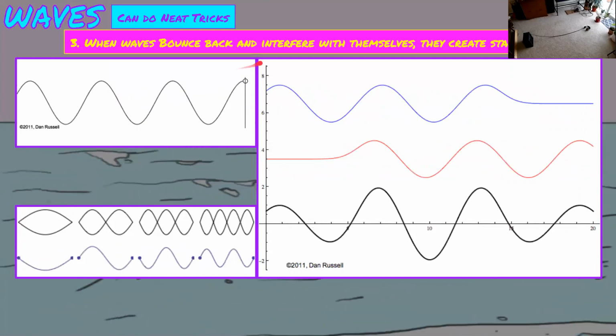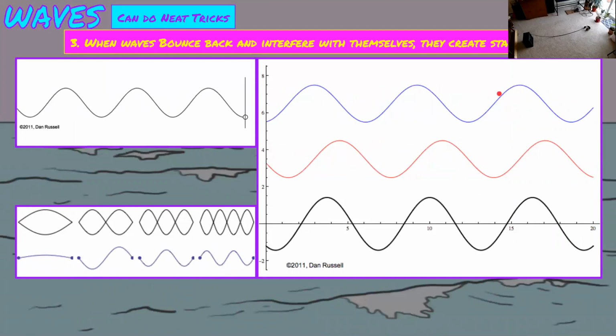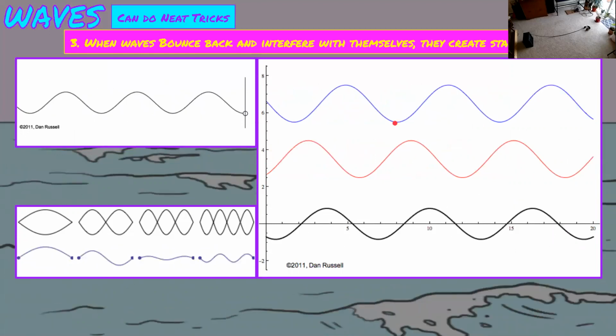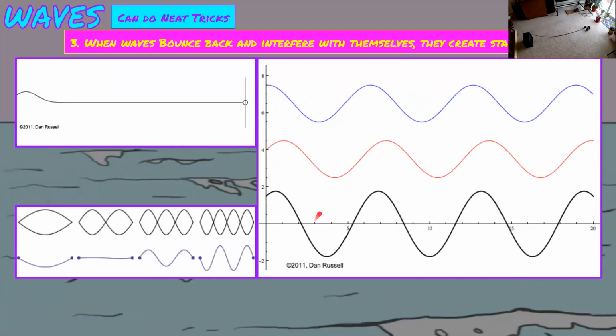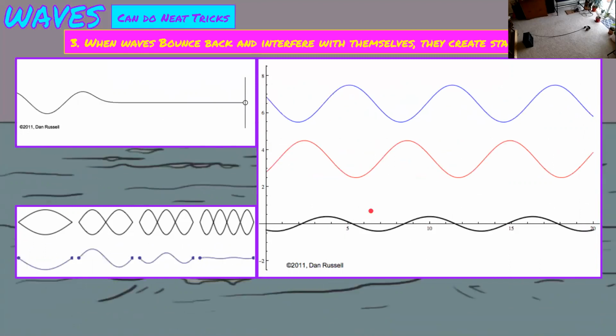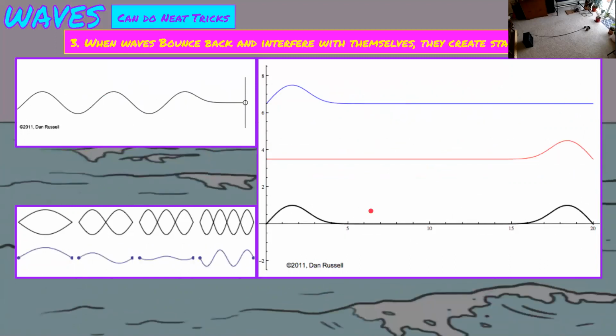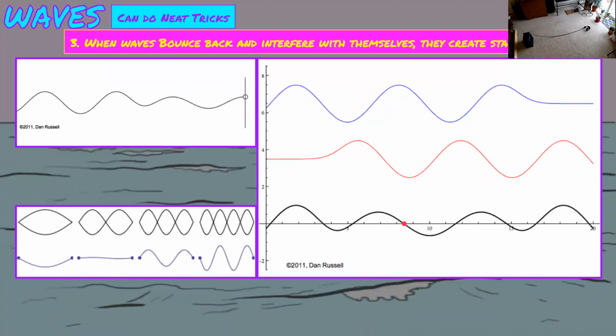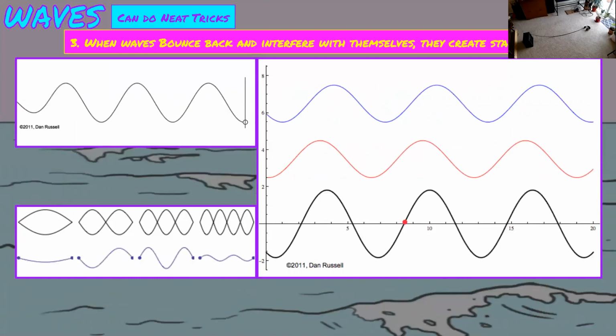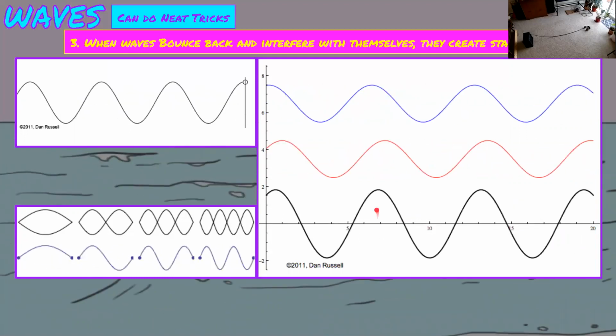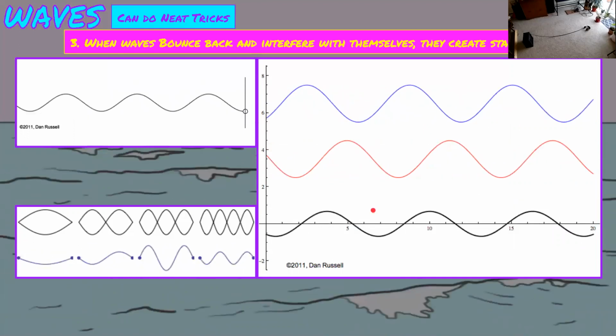This big GIF over here shows the two separate waves moving past each other, and this bottom wave down here is the addition of those two waves. You can see that when the standing wave is created, there are areas where the string doesn't move at all, and there are areas where the string moves at a maximum displacement.